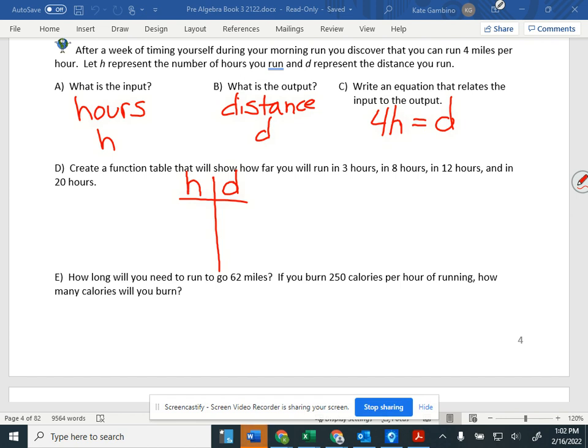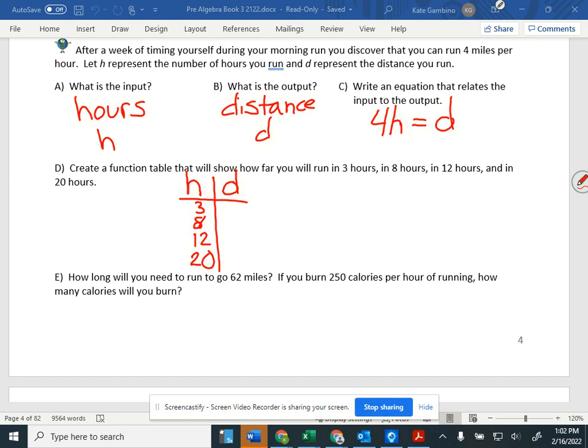So then, Sam, what do I do? Then you plug in the numbers. So 3, 8, 12, and 20. So they're telling me what my input is: 3, 8, 12, and 20. Those are my inputs for the H. Now I need to find my distance. So I'm going to use that equation, and I'm going to put my inputs into the equation.